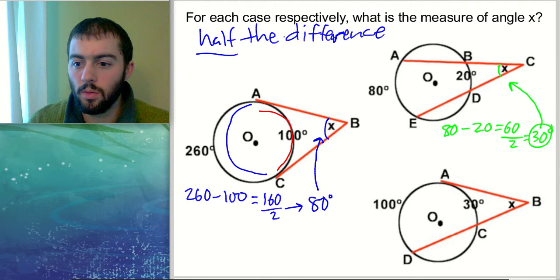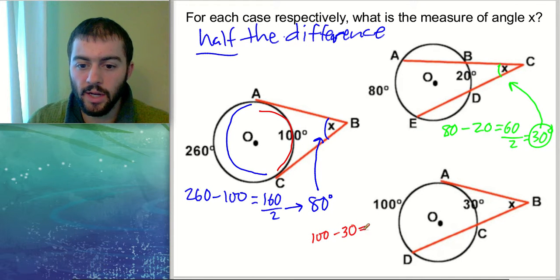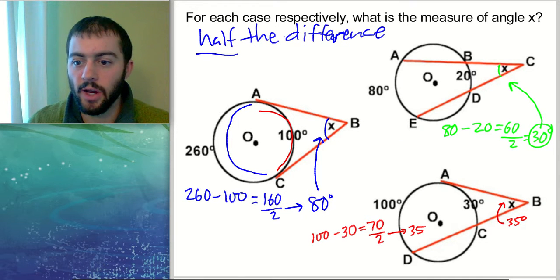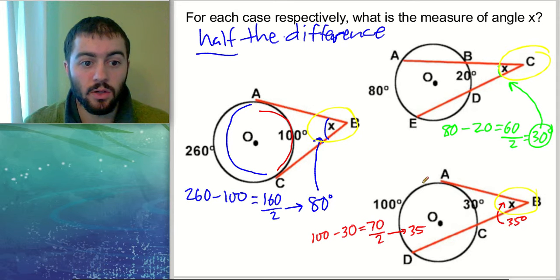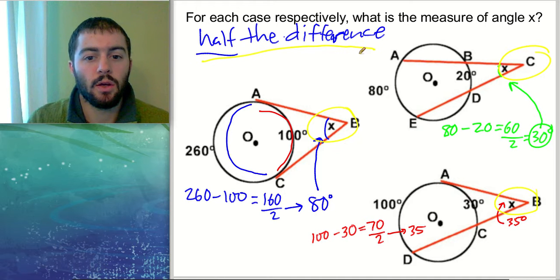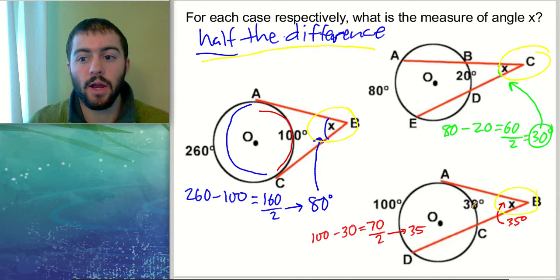And down at the bottom here, we could do the same thing. We have two arcs, 100 and 30, so we'll subtract them, get 70, cut that in half, which would then give us 35 for the measure of angle X here. All right, so three different cases, but again, they're all exterior angles. We have an exterior angle in each of these cases that's outside the circle. So the rule for all of those, whether they're formed by secants or tangents or both, is that we're going to take half the difference of the intercepted arcs. So for each of those here, we subtracted the difference between the arcs, cut it in half to take half that difference, and that gives us each of these exterior angles.